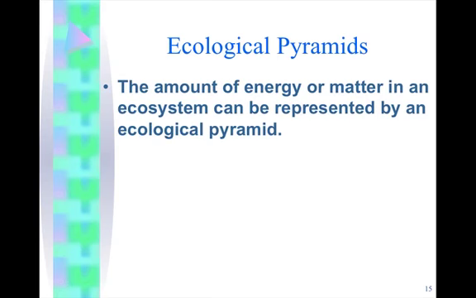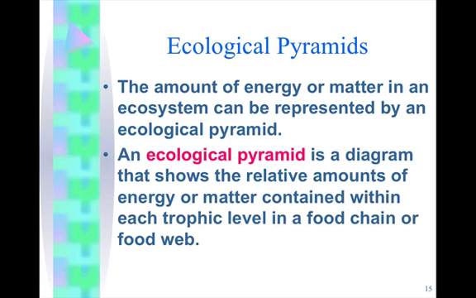There are ways that you can describe the flow of energy, and these are called ecological pyramids. The amount of energy or matter in an ecosystem can be represented by an ecological pyramid, and there are going to be 3 different types that you're going to learn about. Here's the definition of an ecological pyramid. It is a diagram that shows the relative amounts of energy or matter contained within each trophic level of a food chain or a food web.